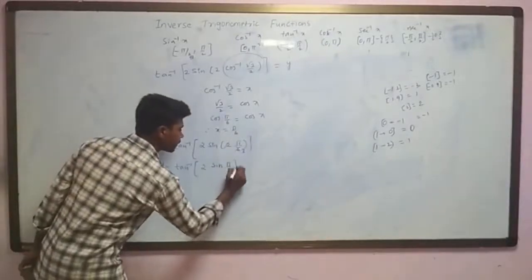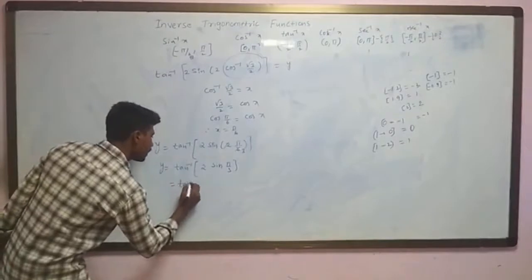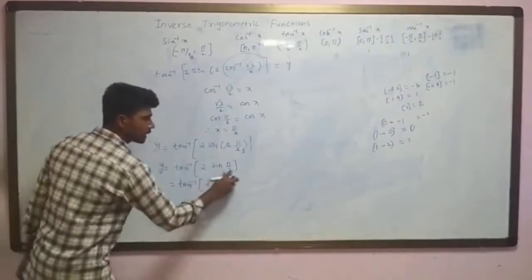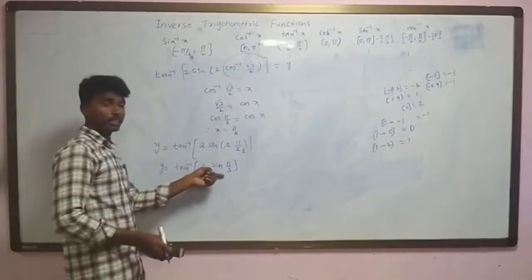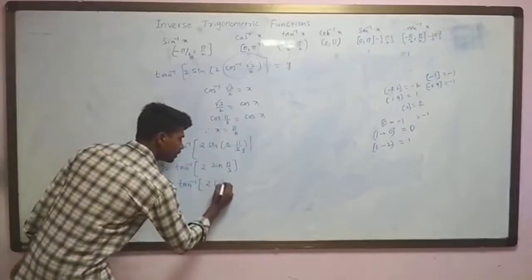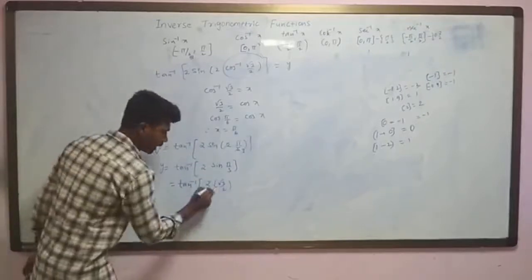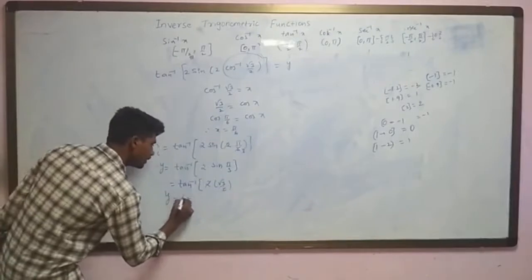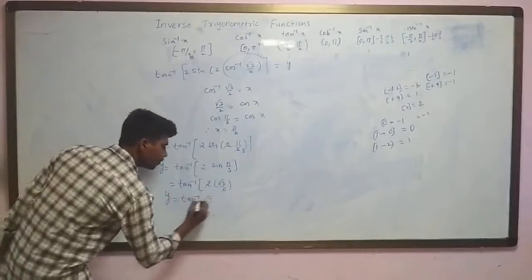sine pi by 3. Still tan inverse 2 sine pi by 3, sine 60 degrees, we can write it as root 3 by 2, and the 2 gets cancelled. y is equal to tan inverse of root 3.